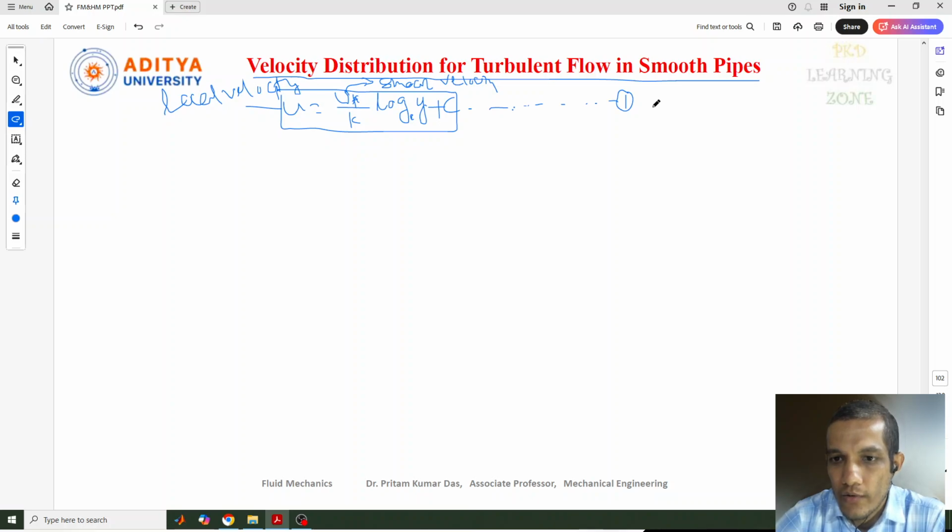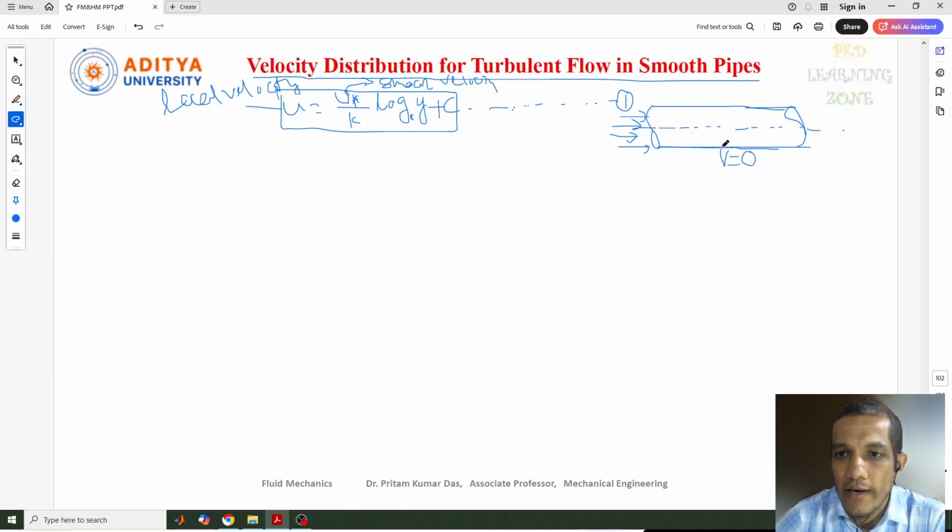Let me draw a pipe here so that you can understand a little bit more. Suppose this is the pipe, and this is the center line, and the liquid is flowing through this pipe. Near the surface of the boundary we don't have that much velocity of flow, so near this we consider the velocity to be equal to 0. Now at the height y we have taken, previously this height y was taken here.